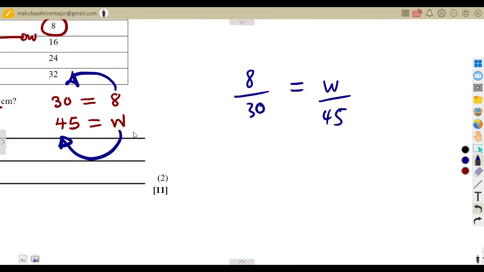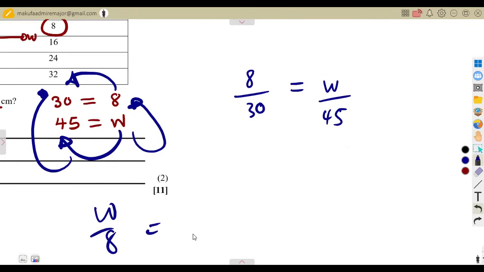You can also use it this way: W over 8 must be equal to 45 over 30, because it's the same. We must have the same thing throughout. It must be a tally throughout, anything that you want.